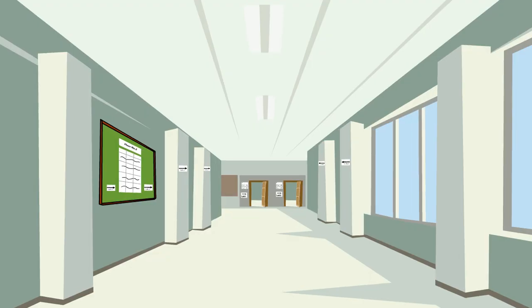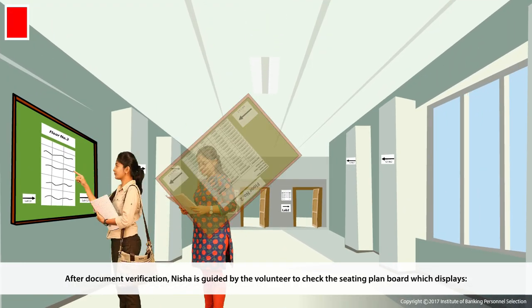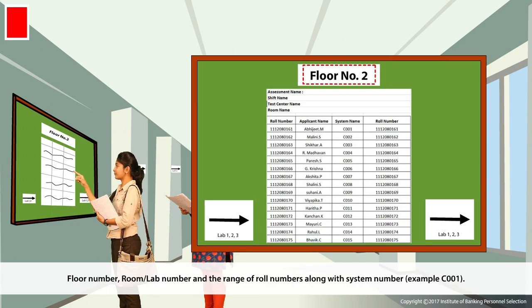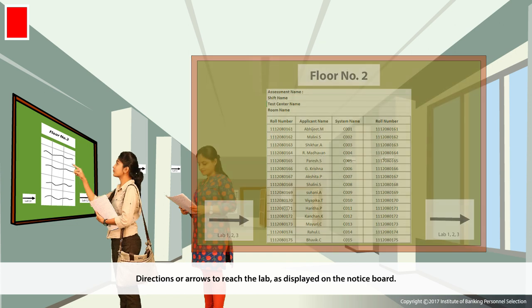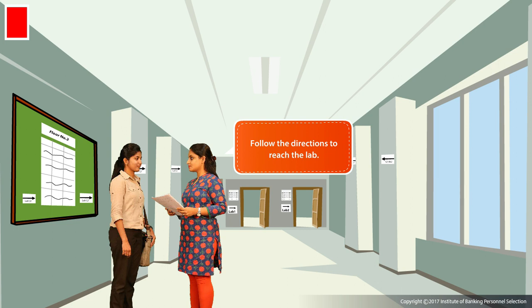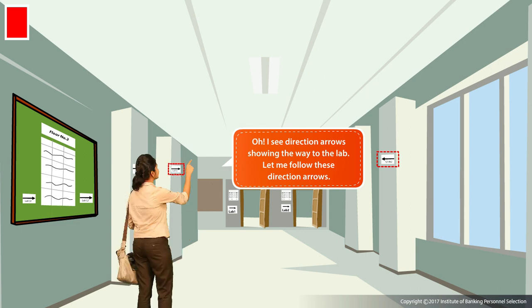Thank you. After document verification, Nisha is guided by the volunteer to check the seating plan board, which displays floor number, room or lab number, and the range of roll numbers along with the system number. Example C001. Directions or arrows to reach the lab as displayed on the notice board. Follow the directions to reach the lab. Oh, I see direction arrows showing the way to the lab. Let me follow these direction arrows.